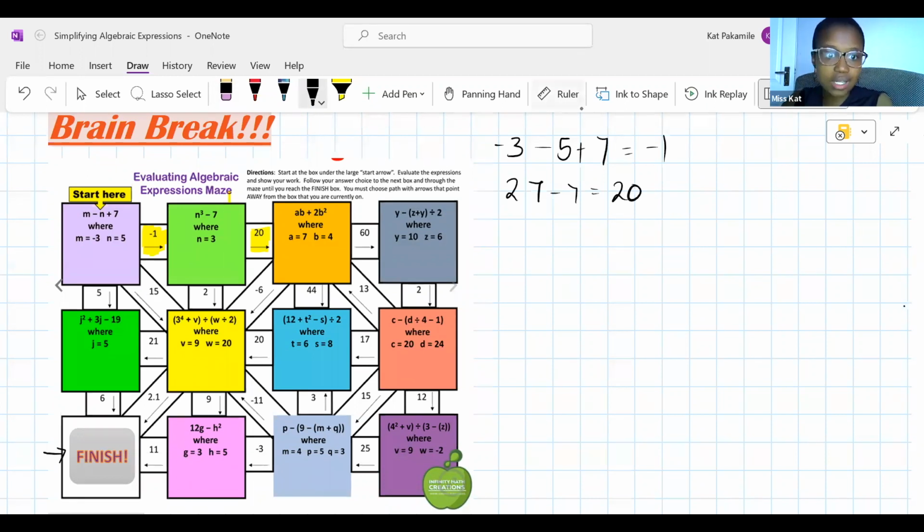Orange block. Mpo says the answer is 60. Let's check if Mpo is correct. It's going to be AB, which is 7 times 4, 7, 14, 21, 28, plus 2 times 16. 16 times 2 is 32, and that is indeed 60. So we're still moving right. Ooh, they really like this right. Okay, next block.